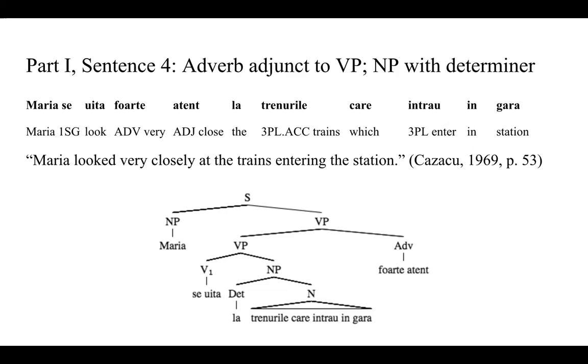In this example, we have another verb phrase that contains an adverb adjunct, as well as a noun phrase that contains a determiner. Maria looked very closely at the trains entering the station. The verb look, uita, takes 2 adverbs, foarte atent, very closely. The noun phrase that contains a determiner is la trenurile, the trains.